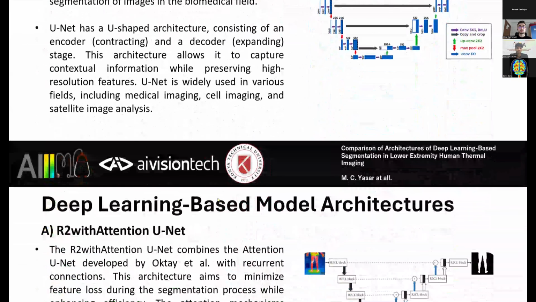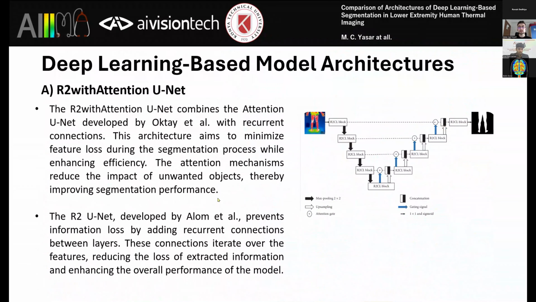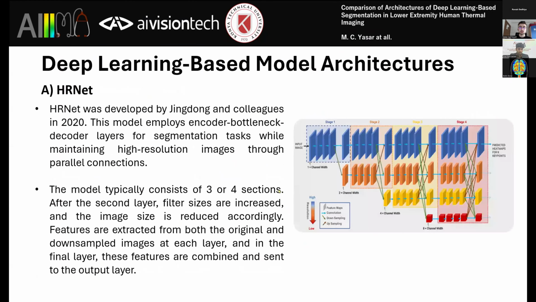Secondly, attention UNet, based on the standard UNet architecture. This model incorporates recurrent connections and an attention mechanism aiming to prevent accuracy losses in segmentation. Thirdly, high resolution network. This model based on parallel connections is preferred for high accuracy in specific fields such as human posture detection. In our study, it was adapted for segmentation tests.